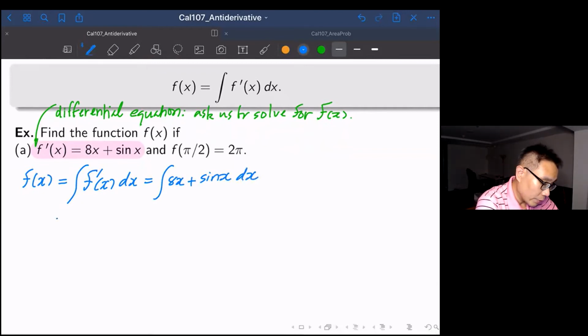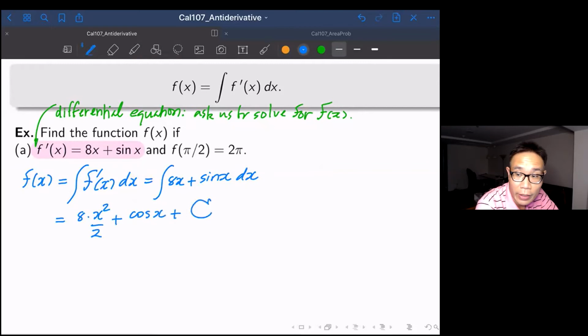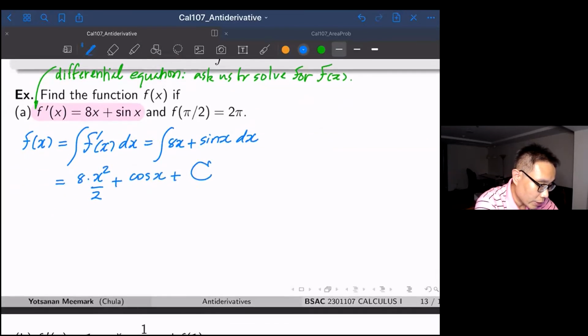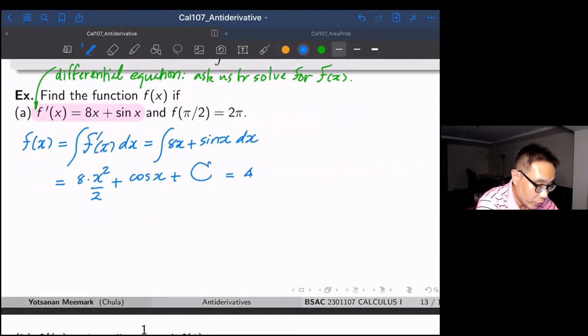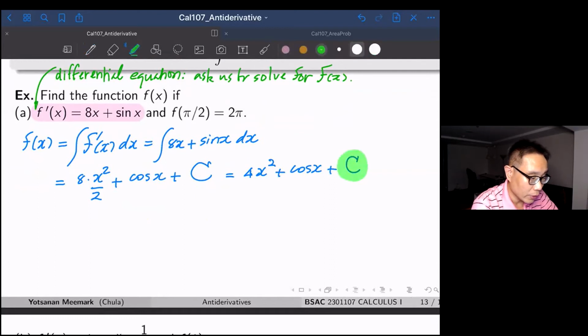So you integrate 8x, so it's going to be 8 times x squared over 2. And integrate sine x, you get cos x, plus c. So you get 8 over 2, plus c. So in this case, you're going to have 4x squared plus cos x plus c. Okay, so that's my f of x. However, you see that we have an arbitrary constant c that we don't know.